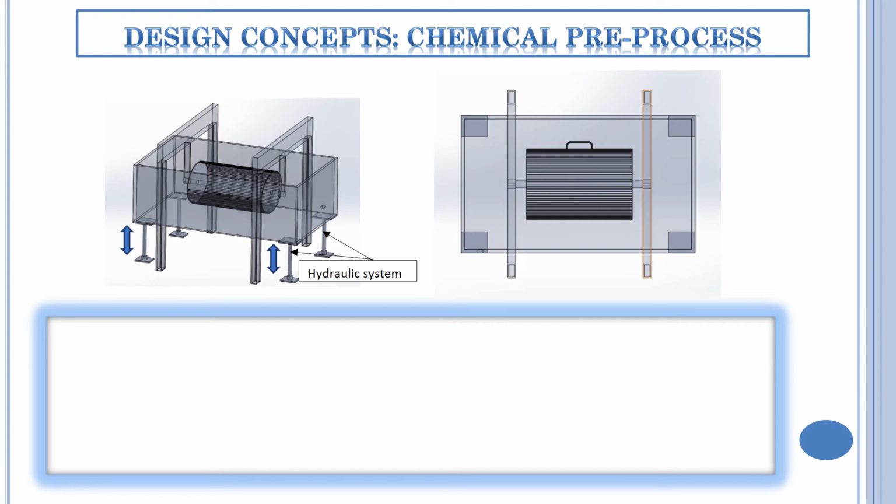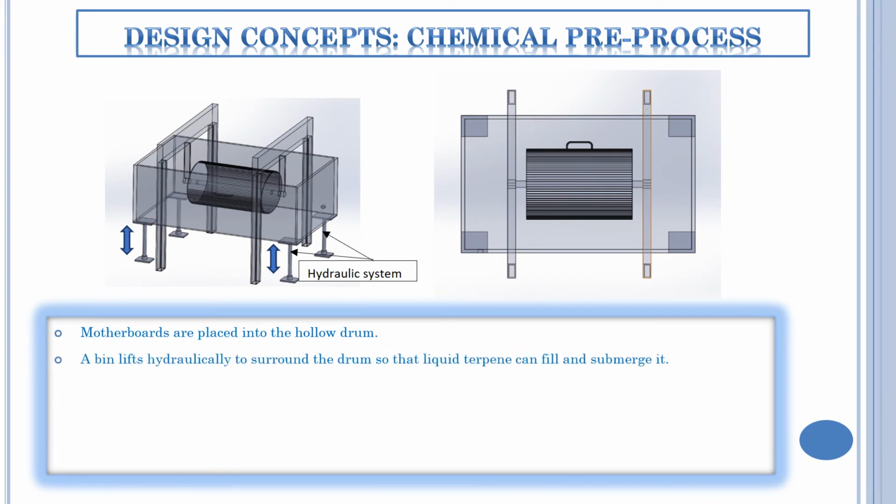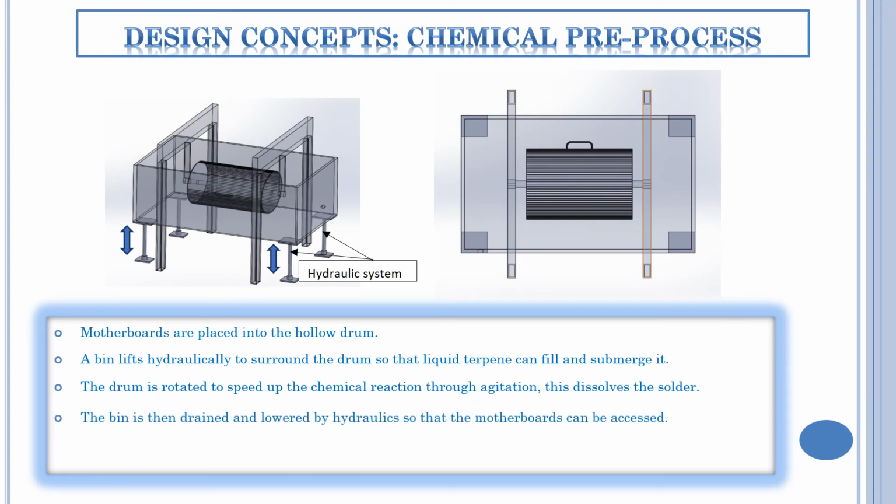The process begins with loading the cylindrical drum with motherboards and locking them in so they don't fall out when the drum rotates. A hydraulic bin lifts and surrounds the drum, after which the bin can be filled with terpene until it submerges the drum. The submerged drum then rotates in the liquid as a means of speeding up the chemical reaction through agitation. When the chemical process is complete, the bin is drained of liquid, after which it descends so the motherboards can be accessed. Using this method allows for many motherboards to be done at the same time and is an additional advantage when designing a manufacturing process for our client.